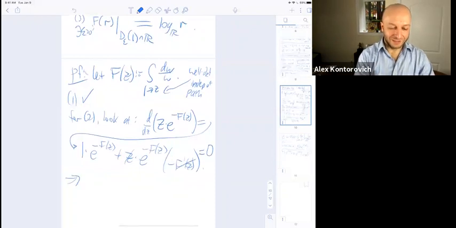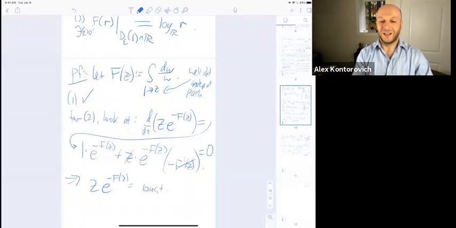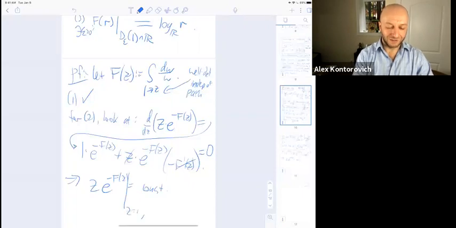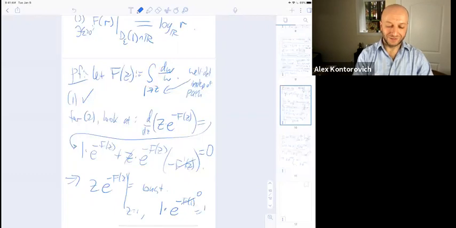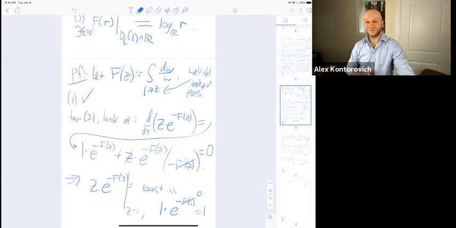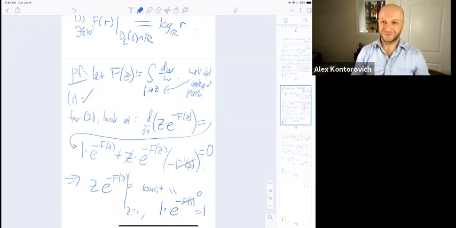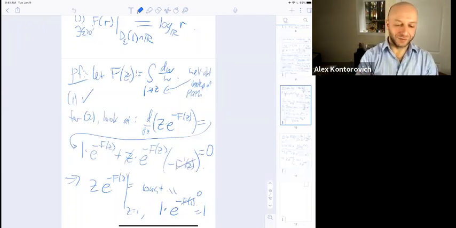And so z times e to the minus f of z is a constant. And the question is, what constant is it? Let's evaluate it at z equals 1. So now we get 1 times e to the minus f of 1. F of 1 is an integral from 1 to 1 of something. You integrate over a constant curve, you get 0. So the constant is 1. So z times e to the minus f of z is 1. In other words, e to the f of z is z. So that proves 2.